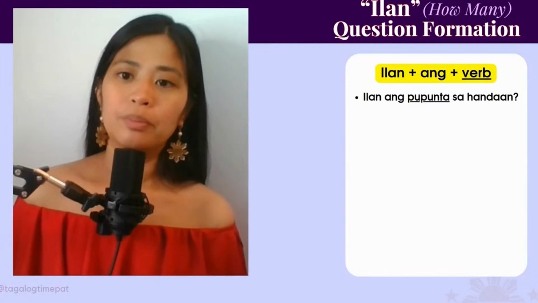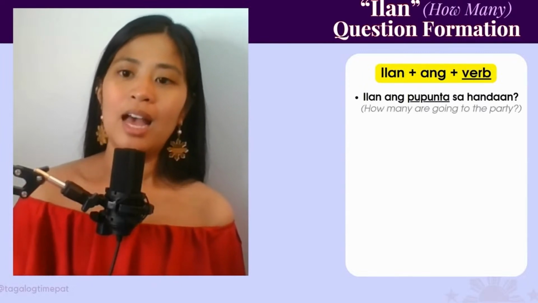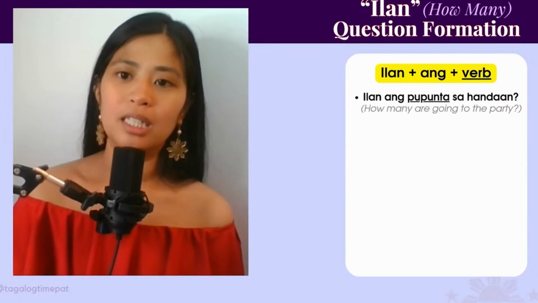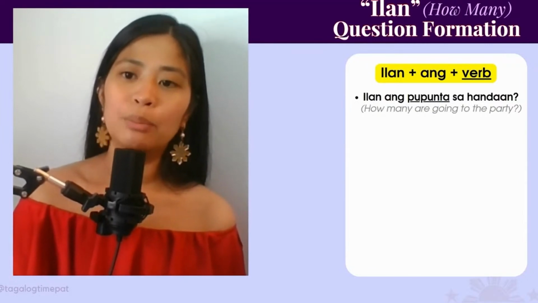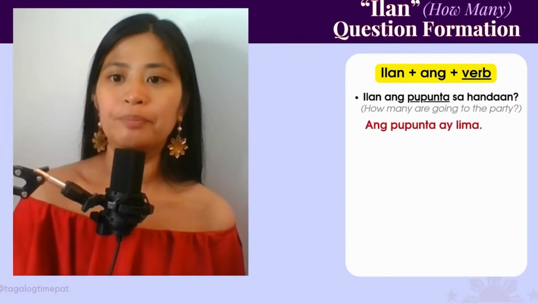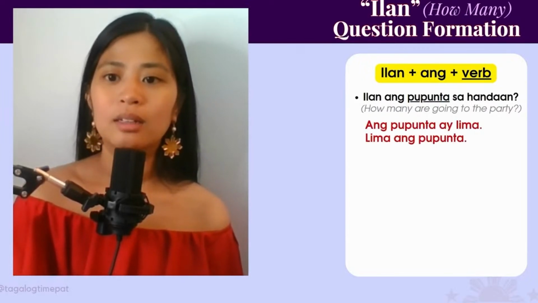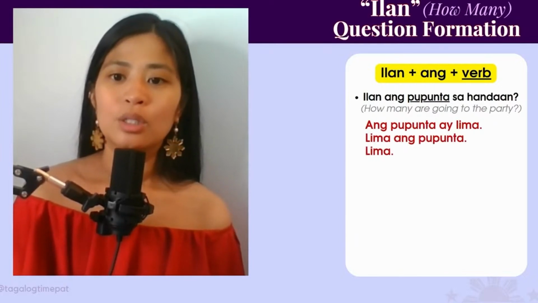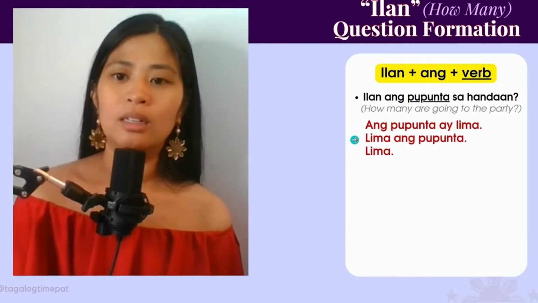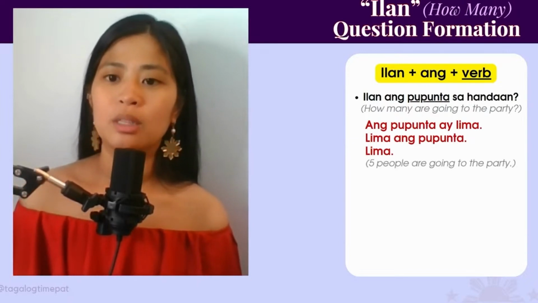All right, next, ilan ang plus a verb. Ilan ang pupunta sa handaan? How many are going to the party? Pupunta is the verb meaning to go. So ilan ang pupunta sa party? The response is, ang pupunta ay 5. Or 5 ang pupunta. Or 5. I would say the second one. 5 ang pupunta. 5 people are going to the party.